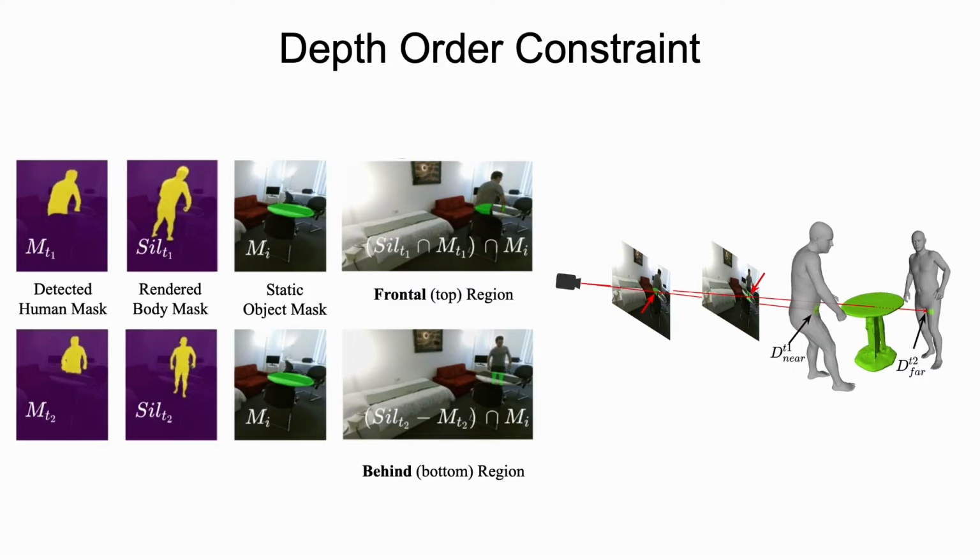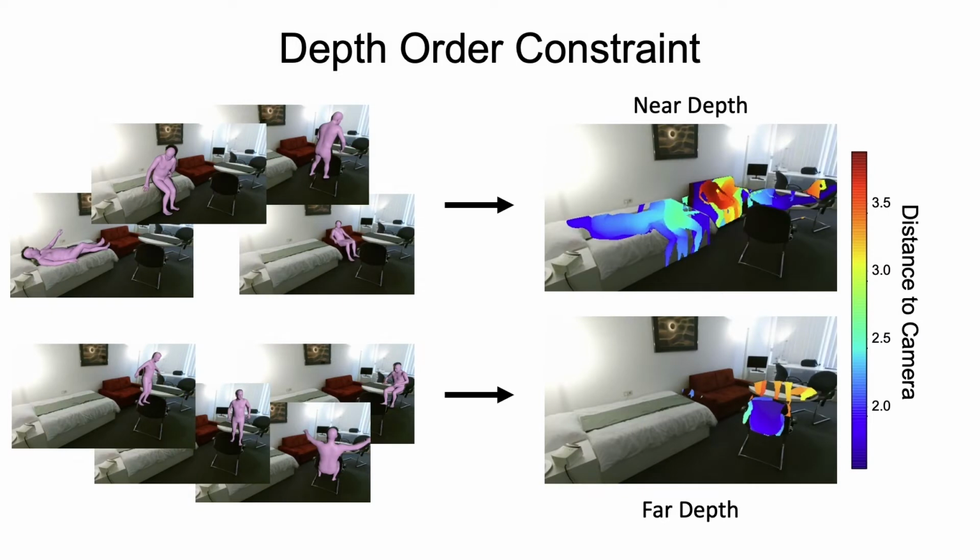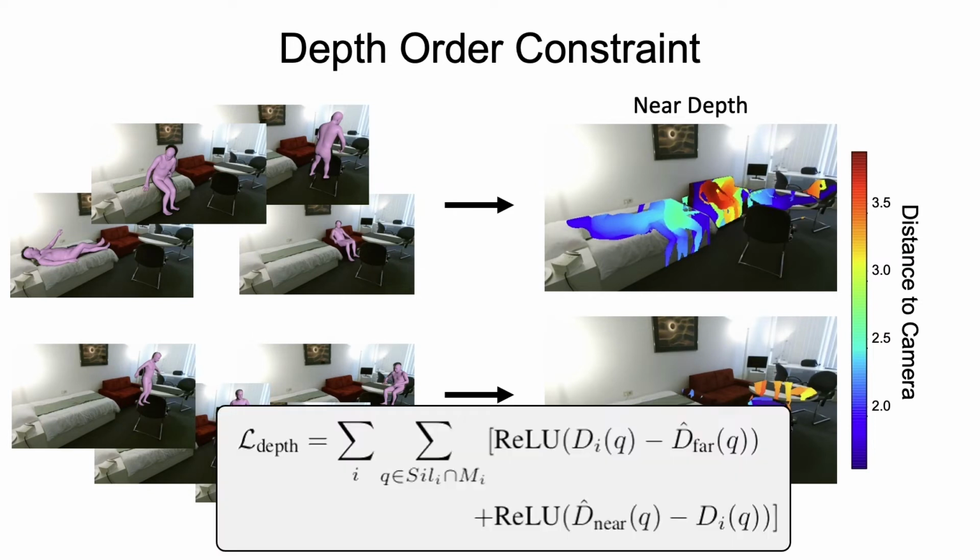First, depth order constraint. Humans that move in a scene occlude or are occluded by objects. We exploit this to constrain the depths of the objects in the scene. Specifically, all frontal bodies provide the near depth range for objects, while all behind bodies provide the far depth range. We constrain the depth of a projected object to lie in the corresponding range.